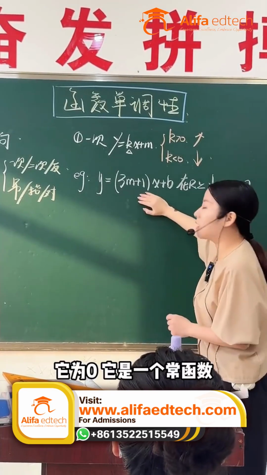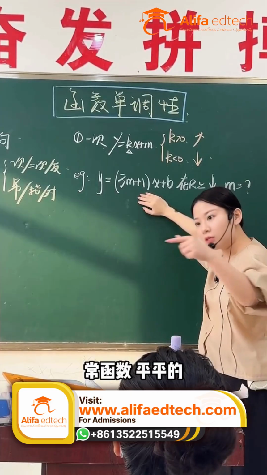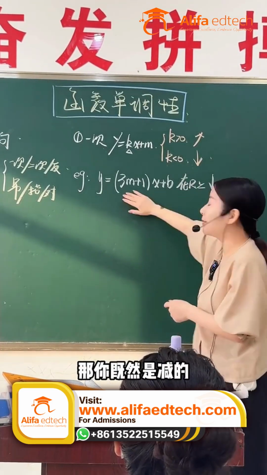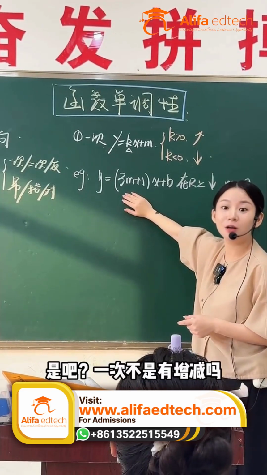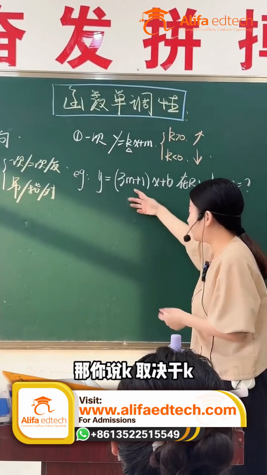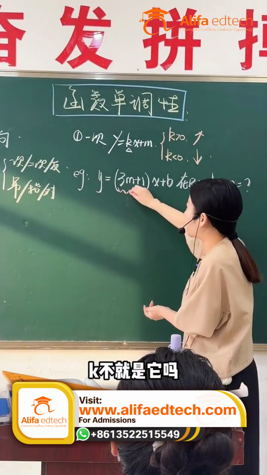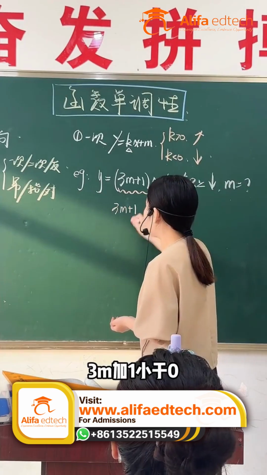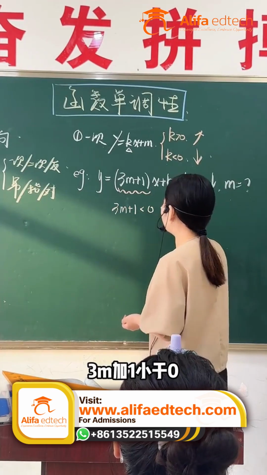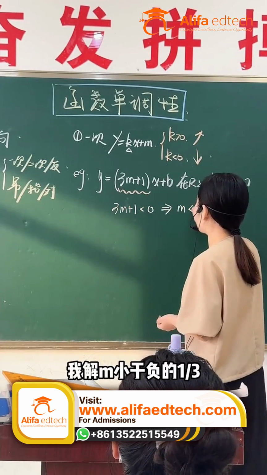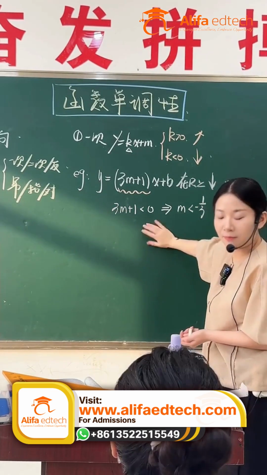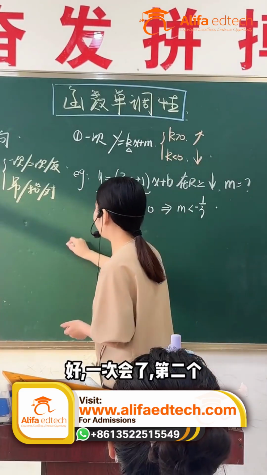If it's 0, it's a constant function. A constant function is flat. It has no increasing or decreasing property. So since it's decreasing, it must be linear, right? Don't linear functions increase or decrease, right? So you said it depends on k, and isn't this k? So what do I just need to ensure? 3m plus 1 is less than 0. I solve for m. m is less than negative 1/3. That is my range. Okay, we've got linear functions.